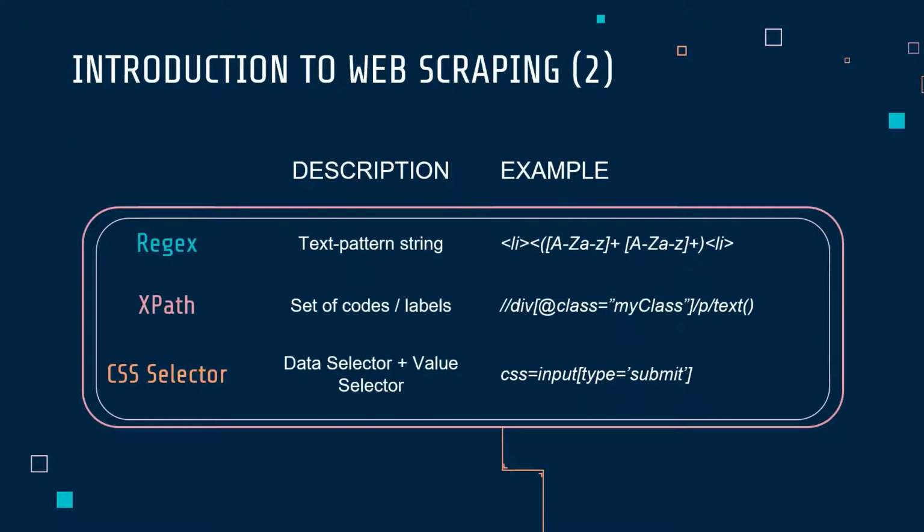In regards to web scraping, there are three popular ways to extract data from websites. The first one is using regex, or regular expression, which is a sequence of characters that specifies a search pattern. The second way is XPath, which is XML path language. It's a query language for selecting nodes from an XML document. And the third one is a CSS selector. Just like the rest, you can find web elements using CSS selectors.